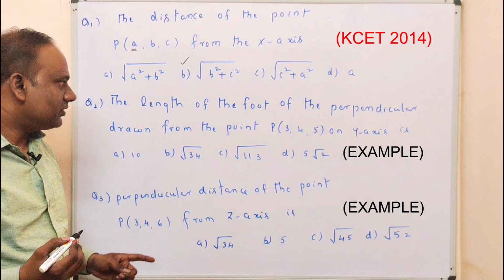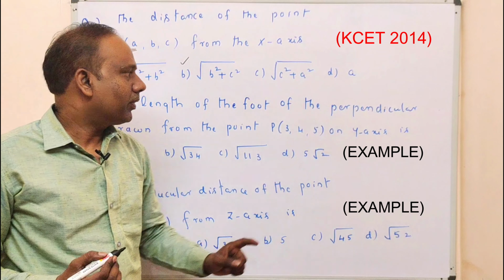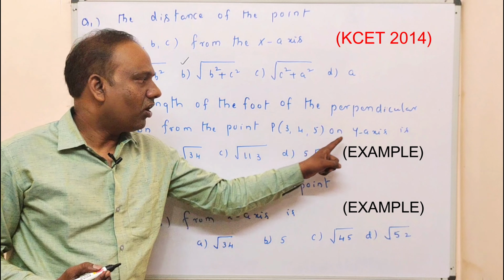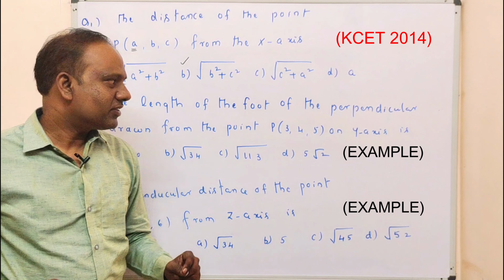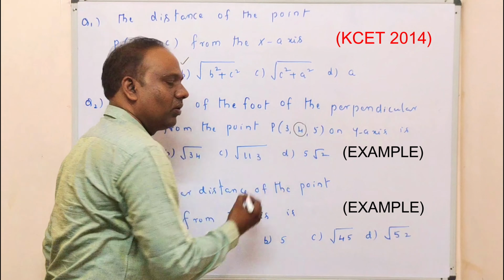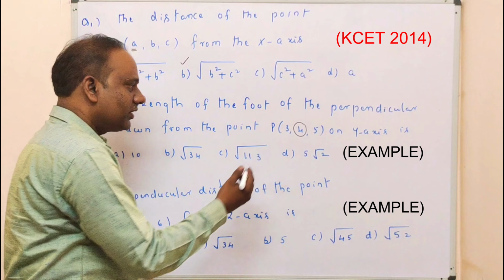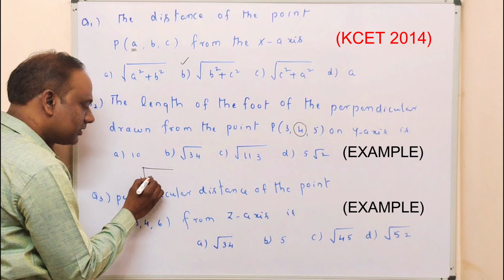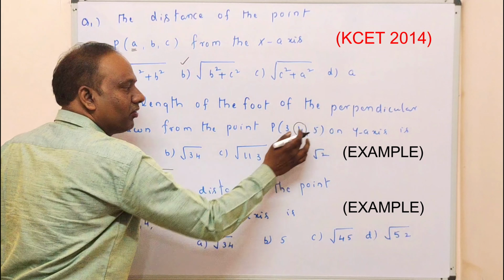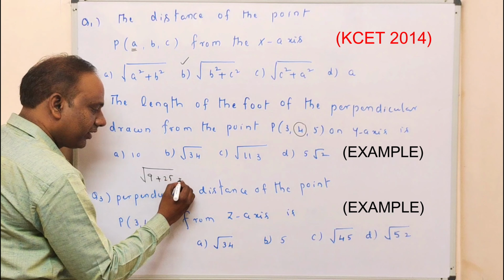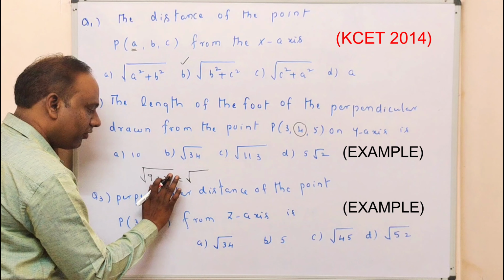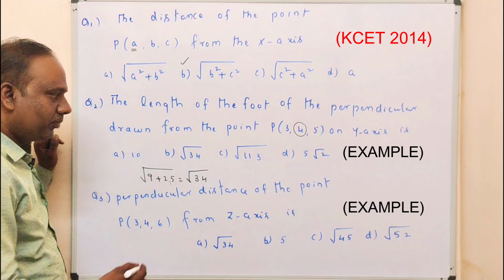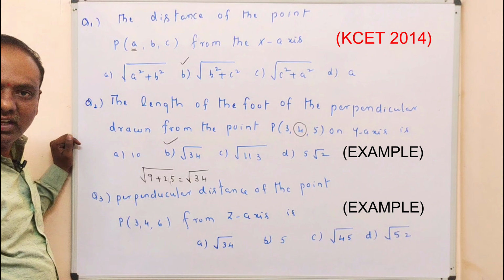And the second question: the length of the foot of the perpendicular drawn from the point P(3, 4, 5) on the y-axis. On the y-axis means leave the y coordinate. So the answer is root of 3 square is 9 and 5 square is 25. So 9 plus 25 is 34. That means option B is the correct answer.